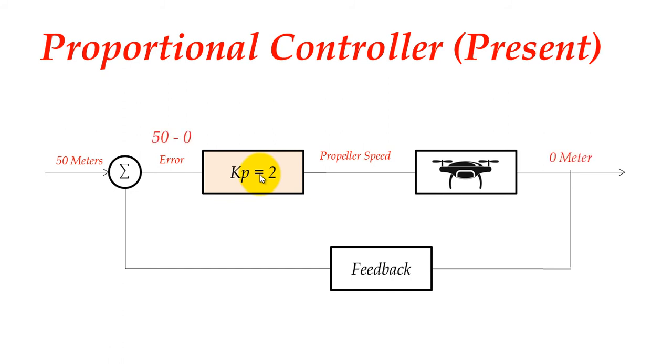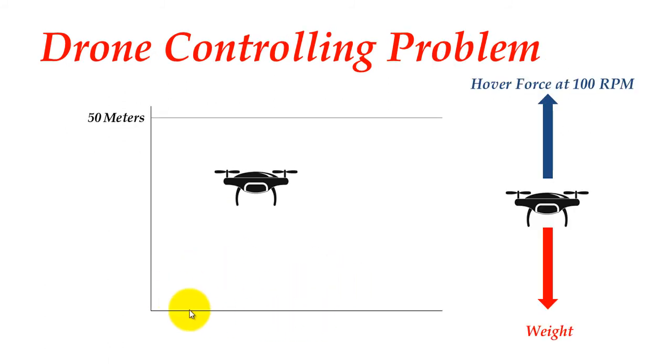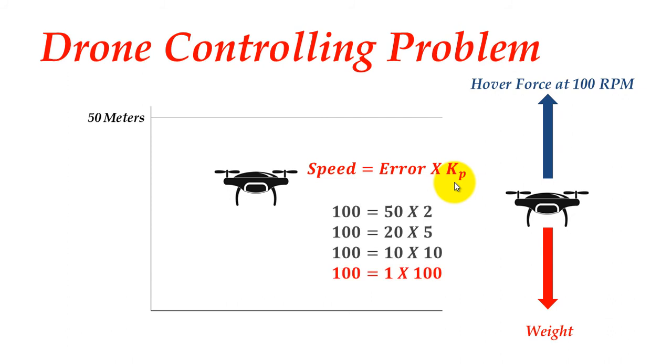So imagine that this drone is on the ground. In this case, the error is 50 minus 0, which is 50. Based on our controller design, we will find that the speed equals the error times the proportional controller constant. So for example, imagine that we have used Kp equals 2, and when the drone is on the ground, which means that the error is 50 minus 0, we will find that the speed of the motors equals 50 times 2, which equals 100 RPM. So in this case, the drone will hover on the ground.